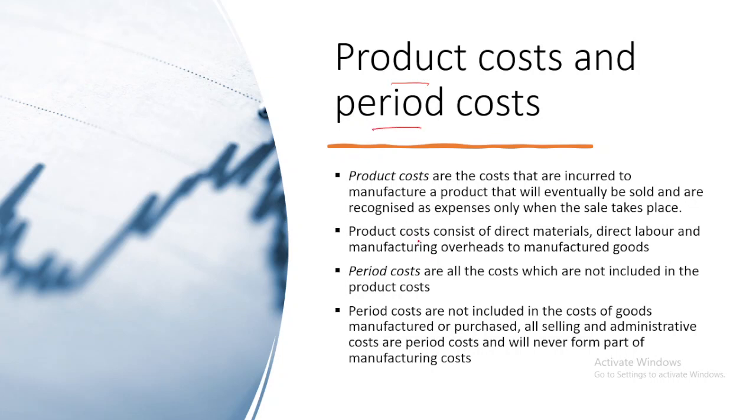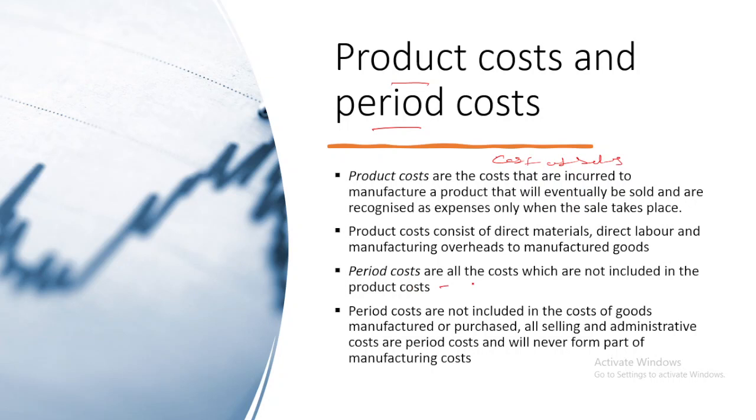In terms of the two types of cost, we've got product cost, which are costs that are incurred to manufacture a product that will eventually be sold and are recognized as an expense only when the sales take place. So the product cost becomes what we call cost of sales once the product gets to be sold. And here it says product cost consists of direct material, direct labor, and manufacturing overhead to manufacture goods. And periodic costs are all the costs which are not included in the product cost. So all the costs that would be included there, we're going to call them periodic costs.